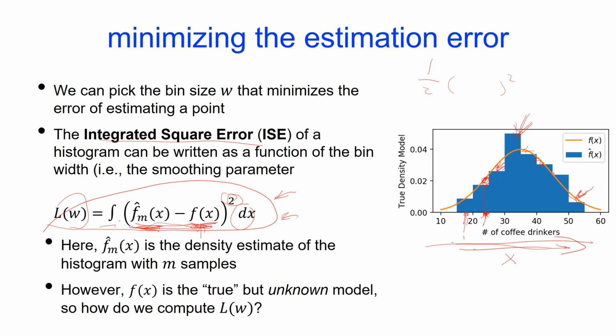At first, I hope everybody feels comfortable with this integrated squared error. This essentially tries to measure what you have observed, the model from what you have observed, how different it is from the true underlying model. And the true underlying model, unfortunately, is unknown. So how can we compute this error? Because f(x) is unknown. It's not easy.